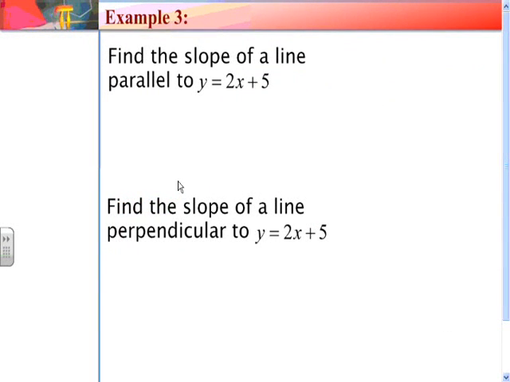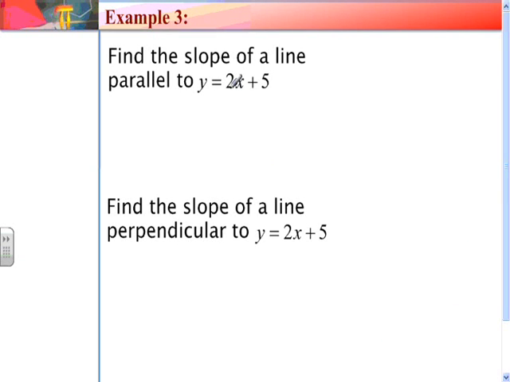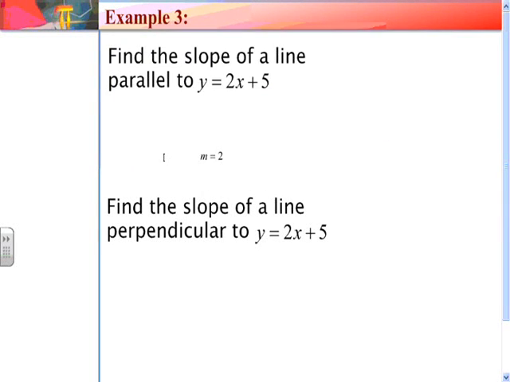All right, so a couple other really quick examples. Let's find the slope of a line that's parallel to y equals 2x plus 5. Now remember, what we're looking for here with parallel lines is the slope. Well, the slope of this line is 2, so the slope of a line that would be parallel would be m equal to 2. Okay, we got it. That'll be our parallel slope.